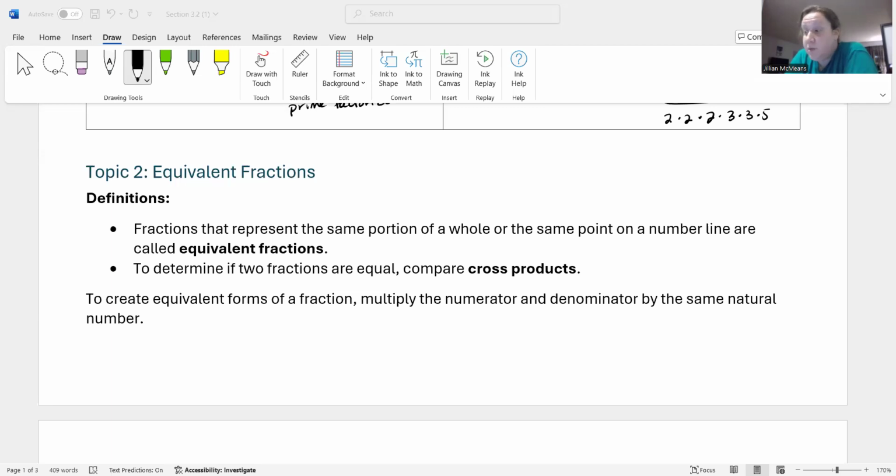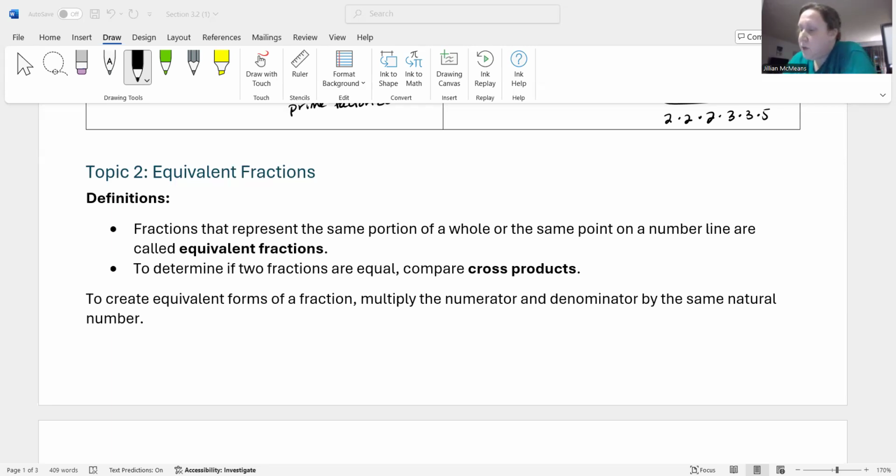Fractions that represent the same portion of a whole or the same point on a number line are called equivalent fractions. That's a formal-ish definition. Basically, equivalent fractions look different, but they represent the same amount. So let's talk pictures here.